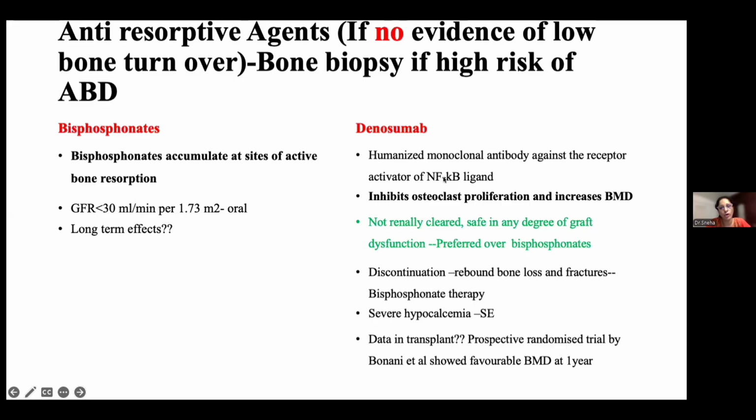Denosumab is a humanized monoclonal antibody against receptor activator of NF-κB ligand. It inhibits osteoclast proliferation. And it is renally safe because it is not cleared through the kidney. It can be given in any degree of graft dysfunction, so it is preferred over bisphosphonates. But the problem is discontinuation. It can result in rebound bone loss and fractures. So once we stop denosumab, we should continue with bisphosphonate therapy. Also, in patients on denosumab, look for calcium level, as there is a chance of severe hypocalcemia.